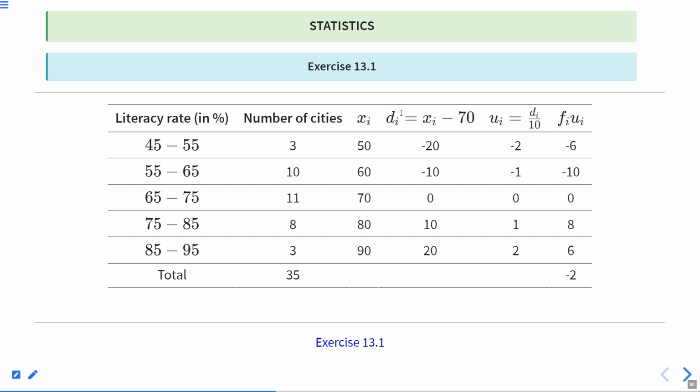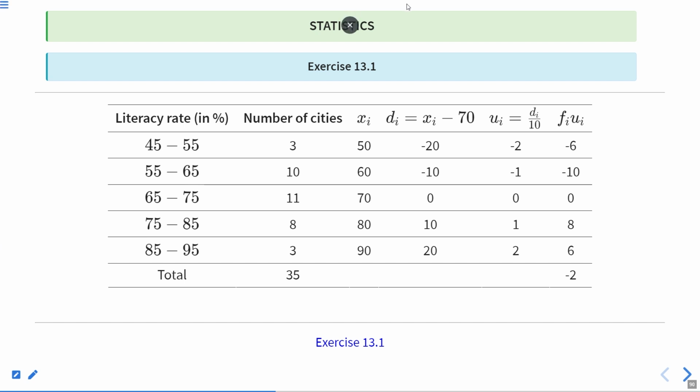For this class, xi is 50, di is minus 20, ui is minus 2 and fi ui is minus 6. In this interval, xi is 60, di is minus 10, ui is minus 1 and fi ui is minus 10. In this class interval, xi is 70, di is 0, ui is 0 and fi ui is 0. In this class interval, xi is 80, di is 10, ui is 1 and fi ui is 8. In this class interval 85 to 95, xi is 90, di is 20, ui is 2 and fi ui is 6.